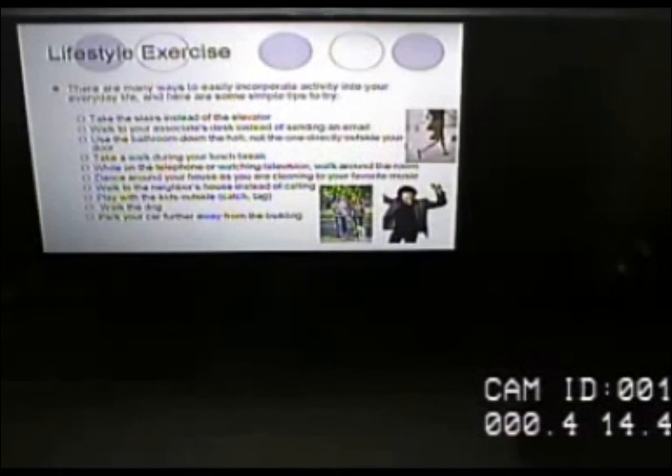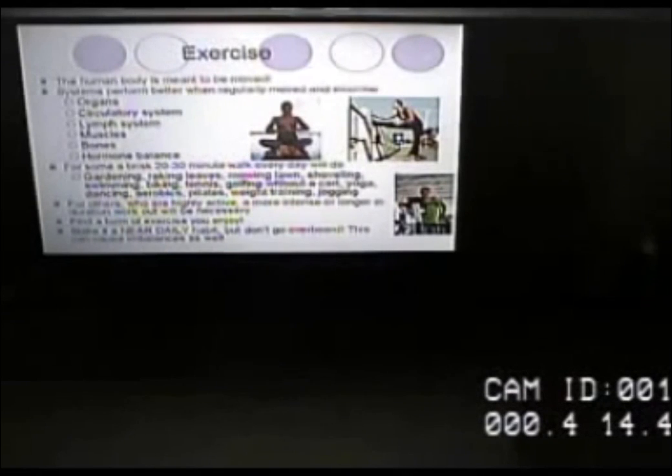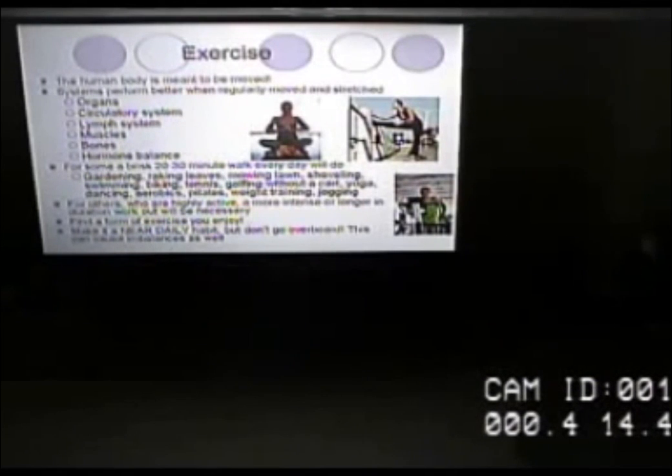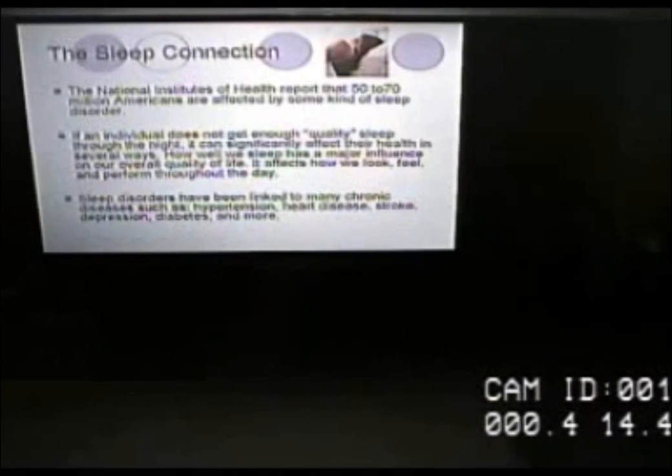Exercise, again, there's a lot of lifestyle exercise you can do to get it in throughout the day. Take a walk during lunch break, take the stairs instead of the elevator, park further out, walk the dog. We need to have daily exercise. It helps with the organs, the circulatory system, the lymph system, which is your garbage collection system, muscles, bones, hormone balancing. So try to get in a variety of cardiovascular, strength training, and stretching, all very important for the reasons Genoa talked about.